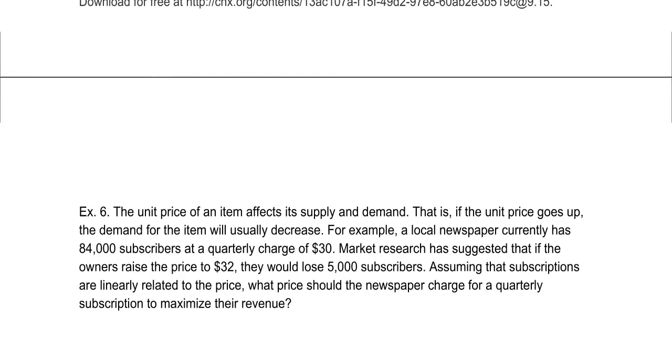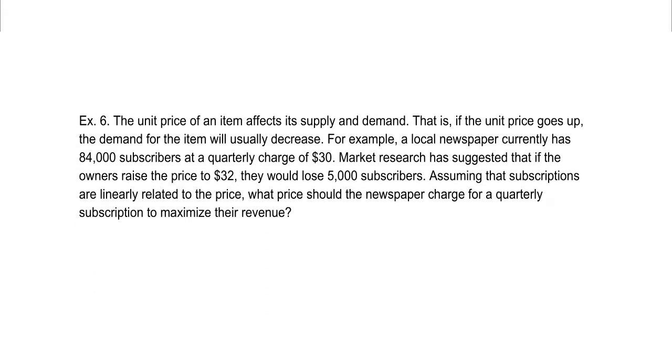The unit price of an item affects its supply and demand. That is, if the unit price goes up, the demand for the item will usually decrease. For example, a local newspaper currently has 84,000 subscribers at a quarterly charge of $30. Market research has suggested that if the owners raise the price to $32, they would lose 5,000 subscribers. Assuming that subscriptions are linearly related to price, what price should the newspaper charge for a quarterly subscription to maximize their revenue?